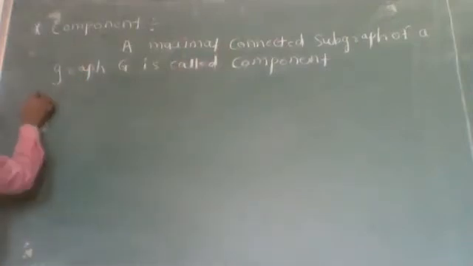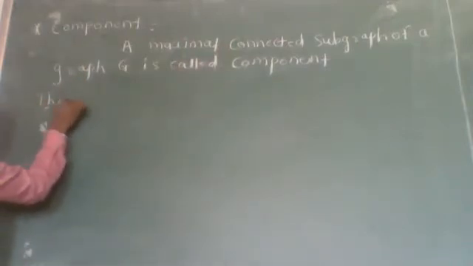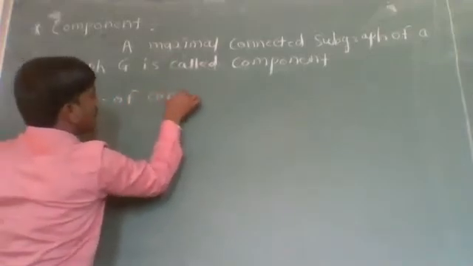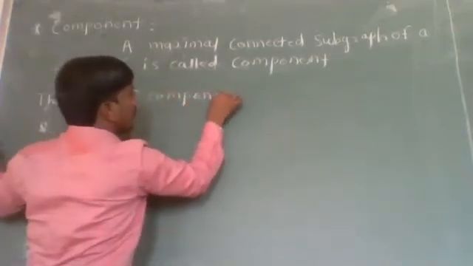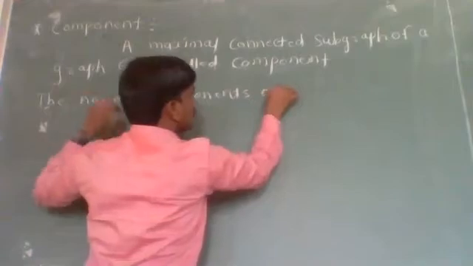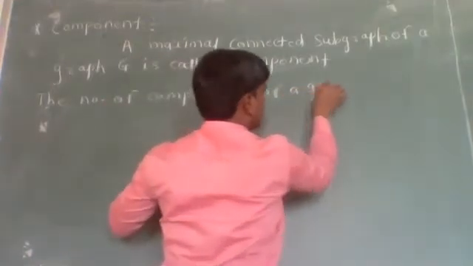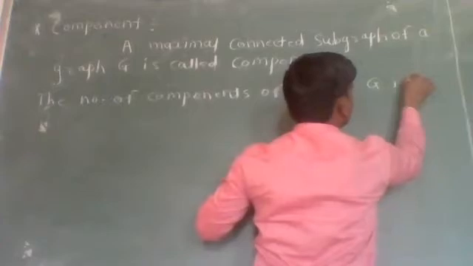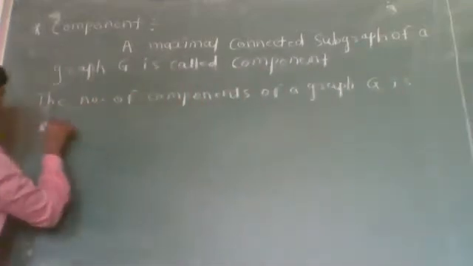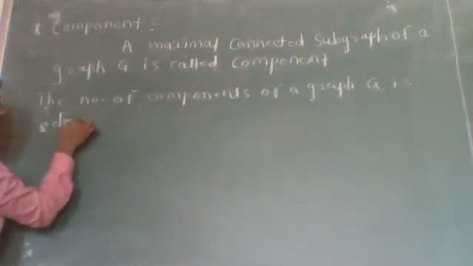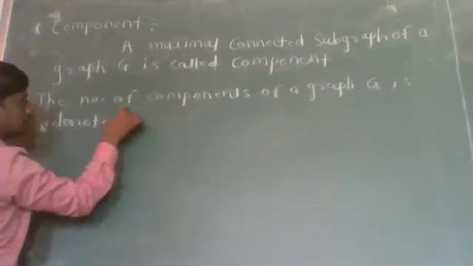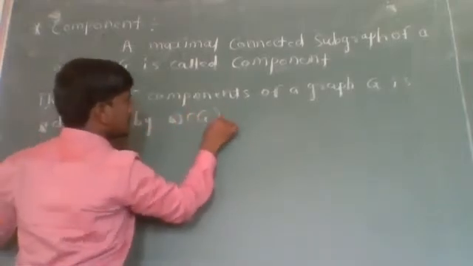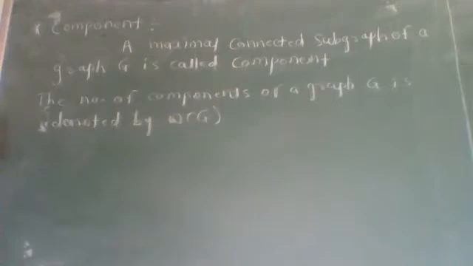Now, the number of components of a graph G is denoted by W of G. Let us see one example.